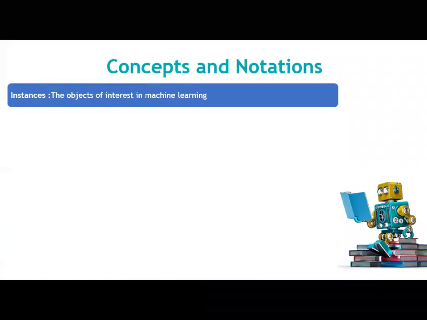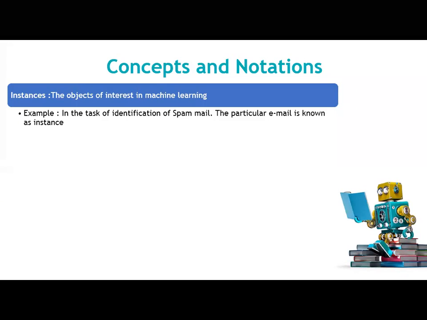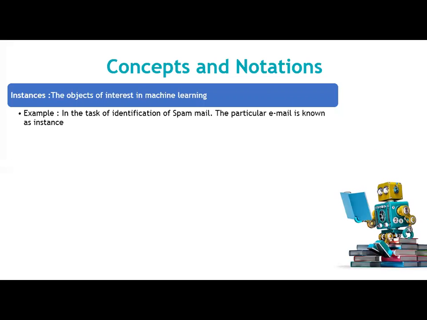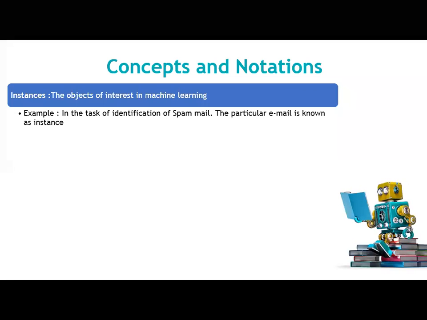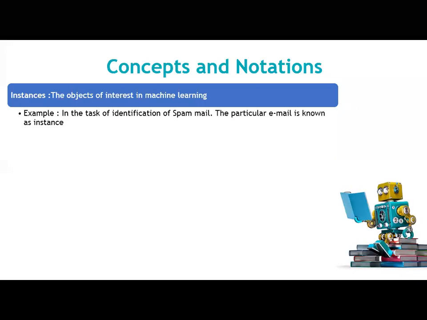So first is instance. Instance means what? The object of interest in machine learning is known as the instance. An example of an instance: if you are considering the task of identifying spam mail, the particular mail you are considering at the moment. If I want to check whether mail number 7 will go into spam or ham, then mail number 7 becomes the object of interest for that moment. This object of interest is nothing but the instance.